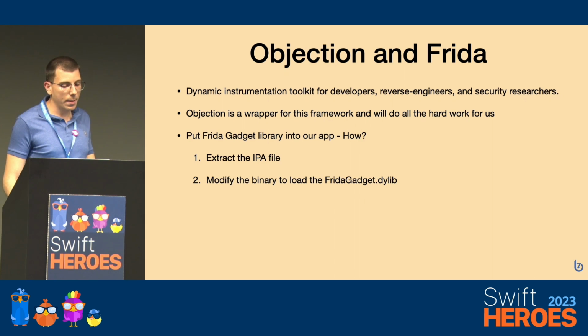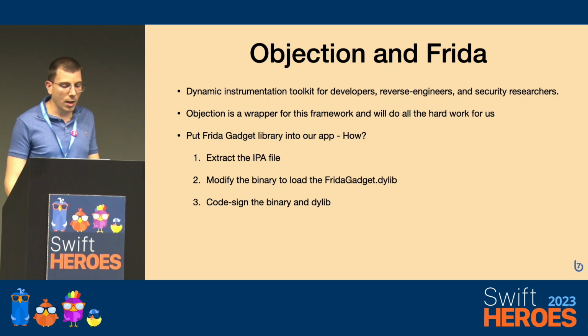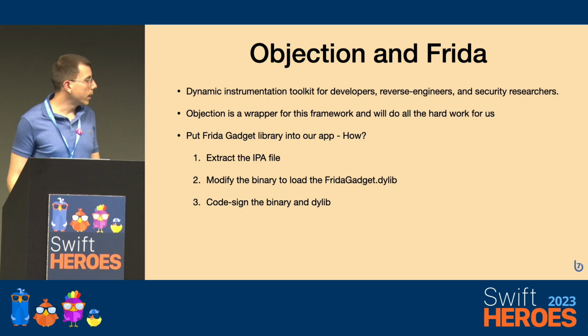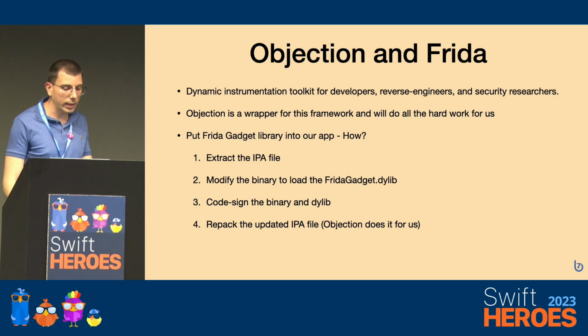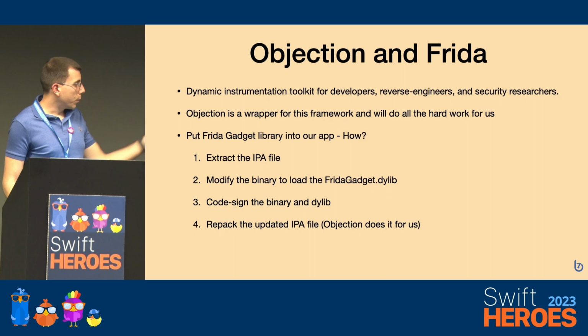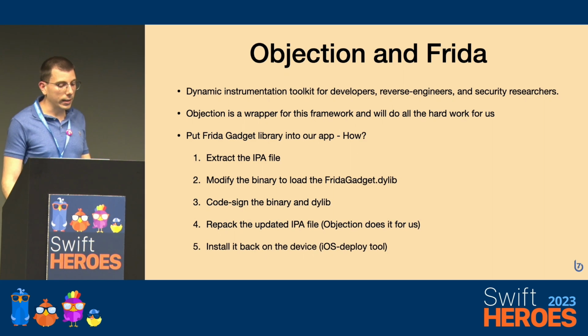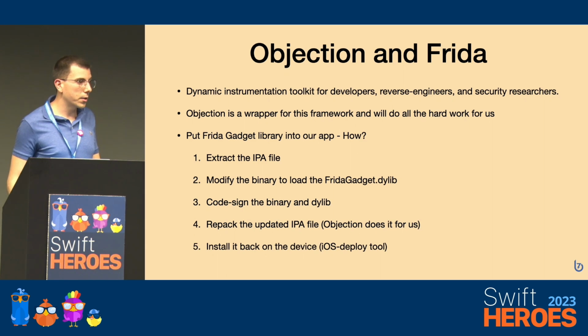Then we have to modify the binary in order to load this dylib, that is the Frida gadget dylib. And then we have to code sign the binary and the dylib itself. There are so many software tools out there that can do this, but fortunately, Objection does it automatically for you. So we can basically repack the new version with the Frida gadget dylib, and then we can install it back. You can use any iOS deploy tool.